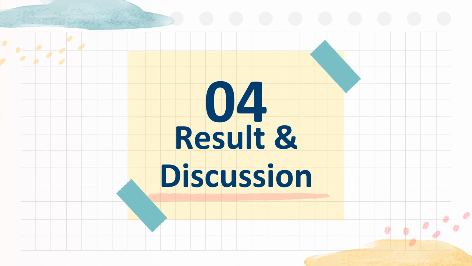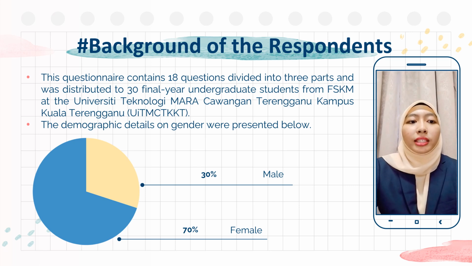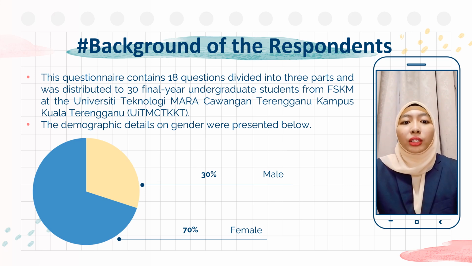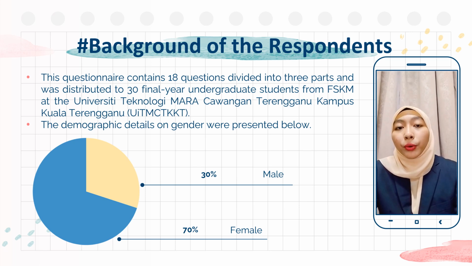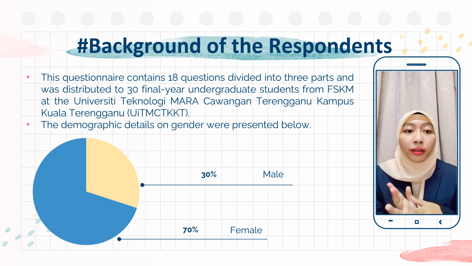For result and discussion, background of the respondents. This questionnaire contains 18 questions divided into 3 parts and was distributed to 30 final year undergraduate students from FSKM at Universiti Teknologi MARA, Cawangan Terengganu, Kampus Kuala Terengganu, UiTM City KKT. The demographic detail on gender was presented below. So if we refer from the diagram, we can know that 30% are male respondents and 70% are female respondents.